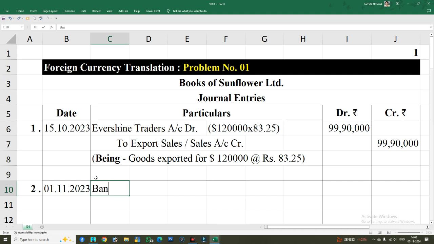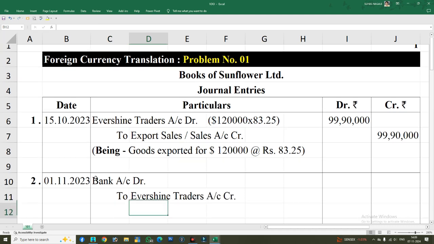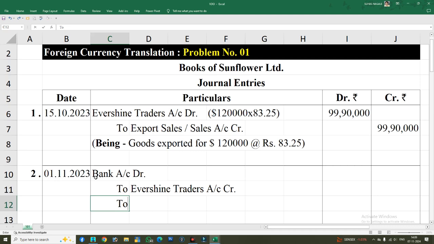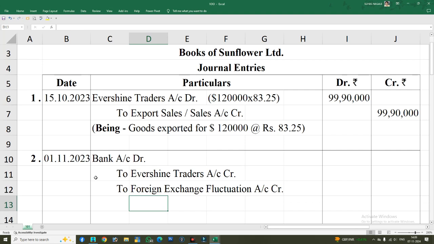Entry for receipt. So bank account debit. Then party. Party is Evershine Traders account credit, and already we have calculated the profit. It means profit is always credit. There is an accounting head for profit. In this topic we have to record there foreign exchange fluctuation account. This is a new accounting head in case of profit or loss, whether profit or loss.